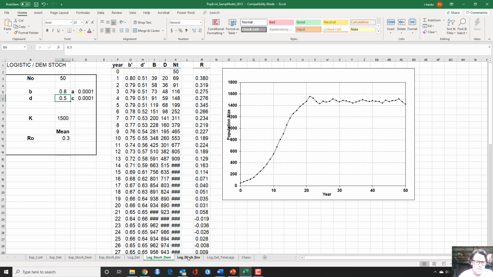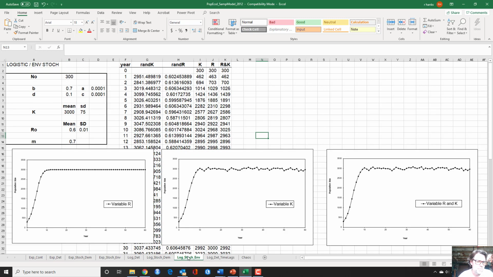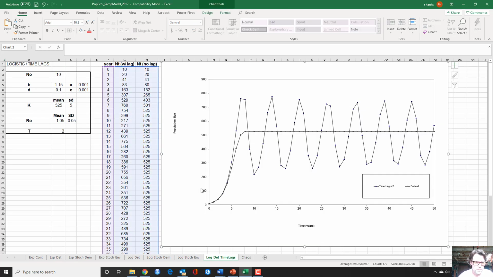And so that is when we look at demographic stochasticity. Here's an example where we're looking at environmental stochasticity, and in this situation, there are several different examples. This is where R is changed, is variable. This is an example where the carrying capacity is variable. In this example, this is where R and K are varied. And then there are also time lags.